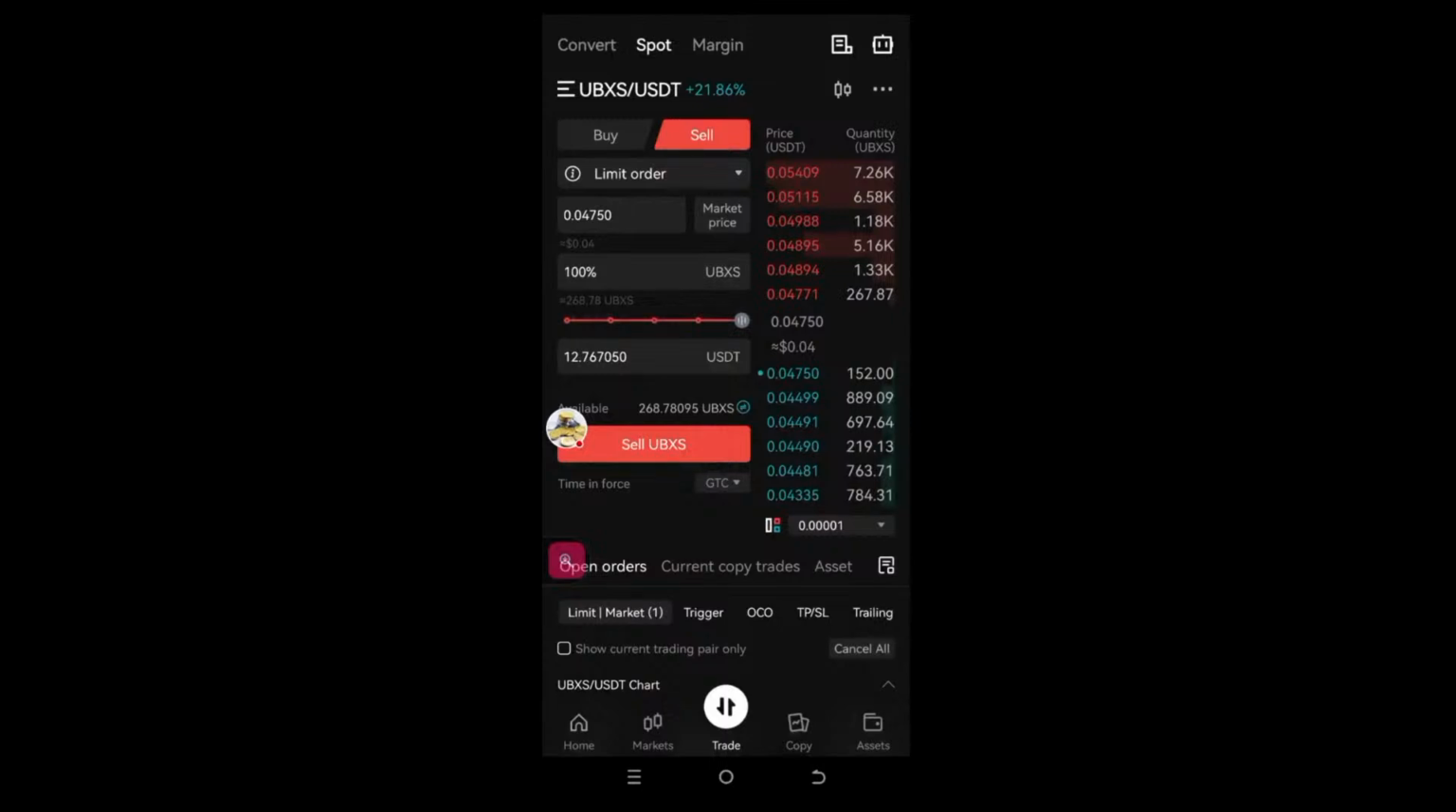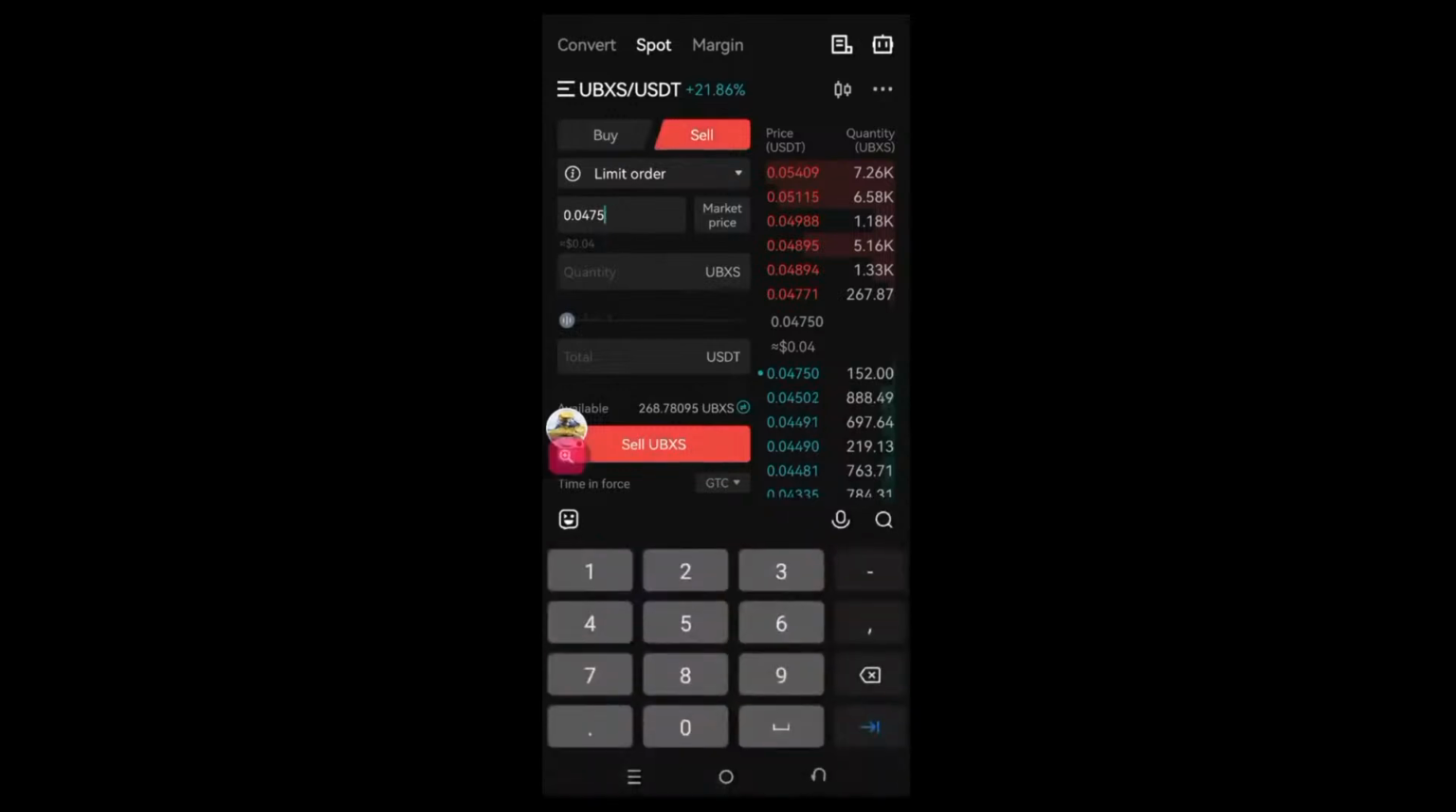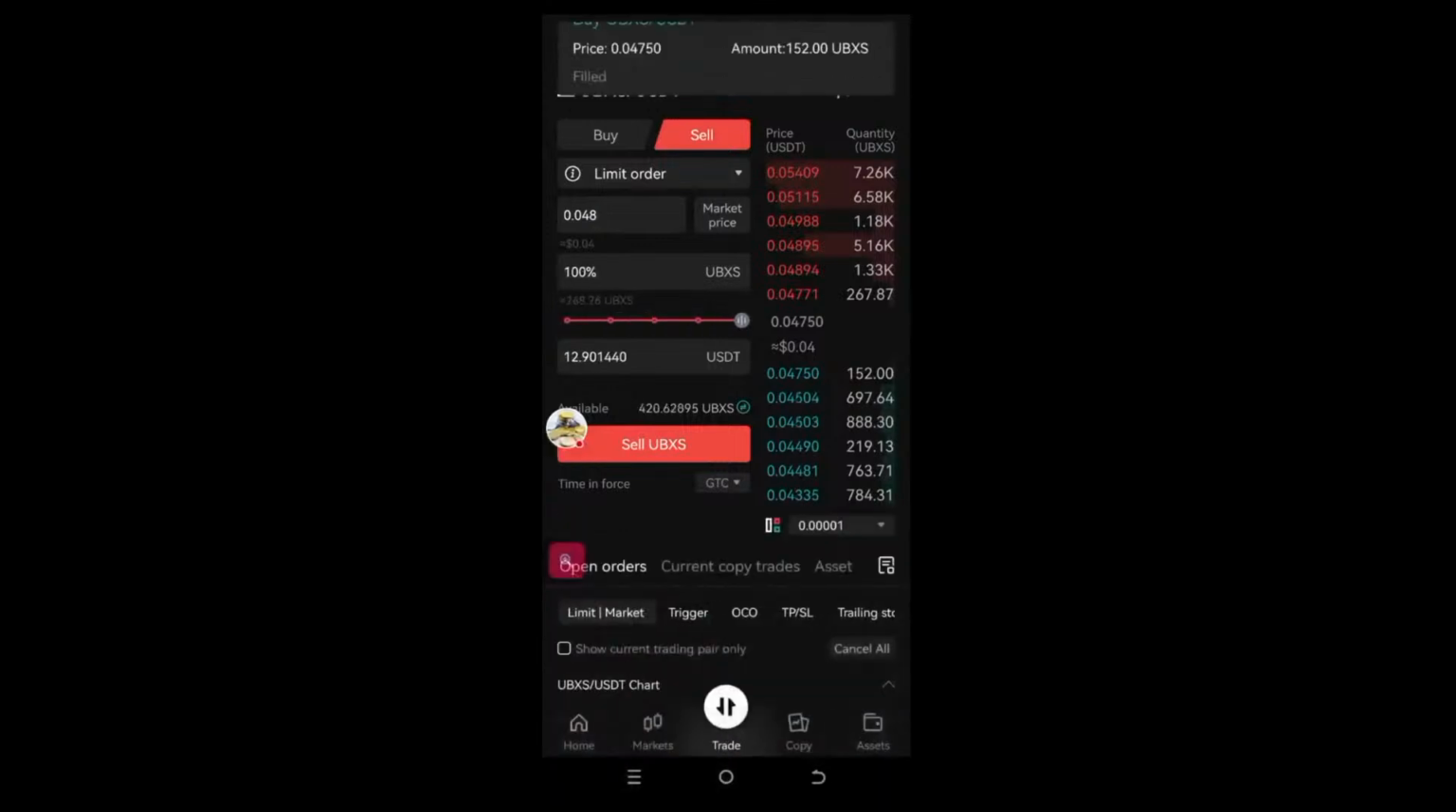But before I do that, let me just get out of this and see how much we can make. So I'm just going to put this at 4.8. Let me see whether it will get there. Let's put it at 4.8. I don't get it.